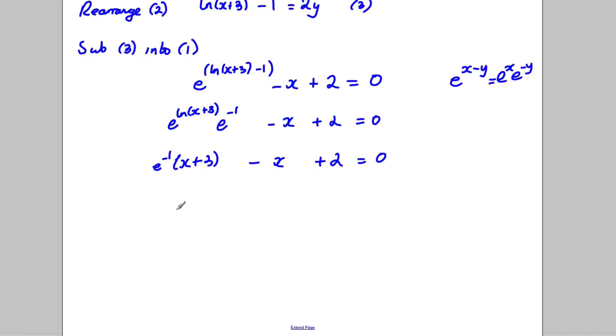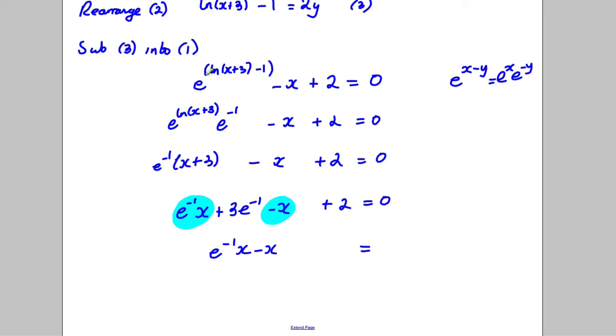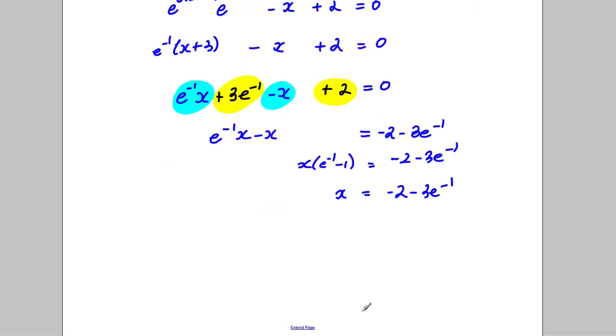So I could expand the brackets. This is e to the negative 1 x plus 3e to the negative 1 take away x add 2 is equal to 0. Combining x's, e to the negative 1 x take away x would therefore be equal to, what I want at this stage is everything with x on the left hand side of the equation and everything not with x on the right hand side. So this would be negative 2 subtract 3e to the negative 1. Okay, and therefore I could factorize the x, and I could say that x is negative 2 subtract 3e to the negative 1, all divided by e to the negative 1 subtract 1.